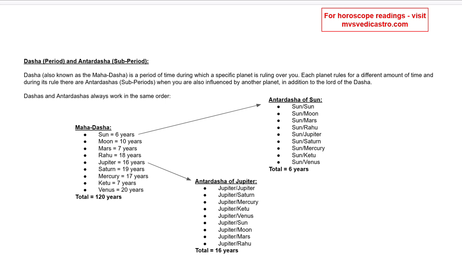Antardashas work in a similar fashion. So if somebody is currently under the Sun Maha-Dasha, the first Antardasha under a planet is always that of itself. So for a period of time, that individual in this case will be under Sun's Maha-Dasha and Sun's Antardasha. Then you will have Moon under Sun's Maha-Dasha, then Mars, then Rahu, then Jupiter, Saturn, Mercury, Ketu, and Venus. Like I said, that order never changes.